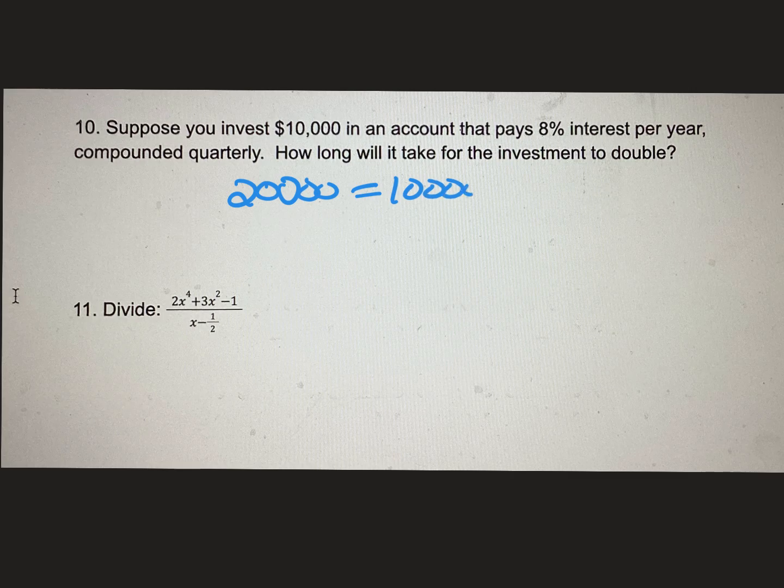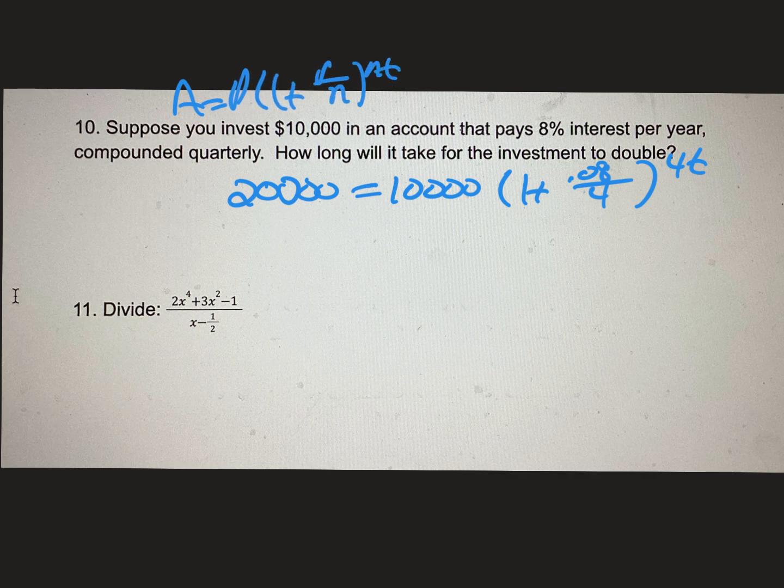Started with 10,000. 1 plus 0.08, compounded quarterly, is divided by 4. And it's asking me how long, so 4t goes up there because it's the nt power. I guess I should write the formula down. This is the formula for about the 5,000th time. All right, first off, let's divide both sides by 10,000. It's always going to be 2 when it's doubled. Also, let's punch in what's inside that parentheses, which is 1 plus 0.08 divided by 4. And I'm getting 1.02 to the 4t power.